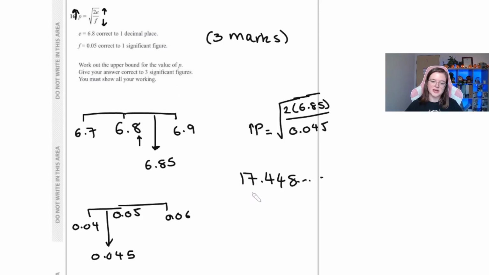Into 3 significant figures, that's this digit here. That's going to stay as it is because the next digit is smaller than 5. Therefore, I'm going to get 17.4. And that is my answer. And there we are. Then to question 17.